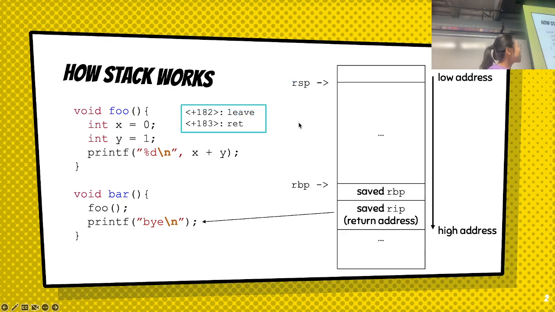Going through this, this is originally where the RSP and RBP are, right? This is the low address and this is the high address. And if you remember, we always have the saved RIP at RBP plus 8, right?